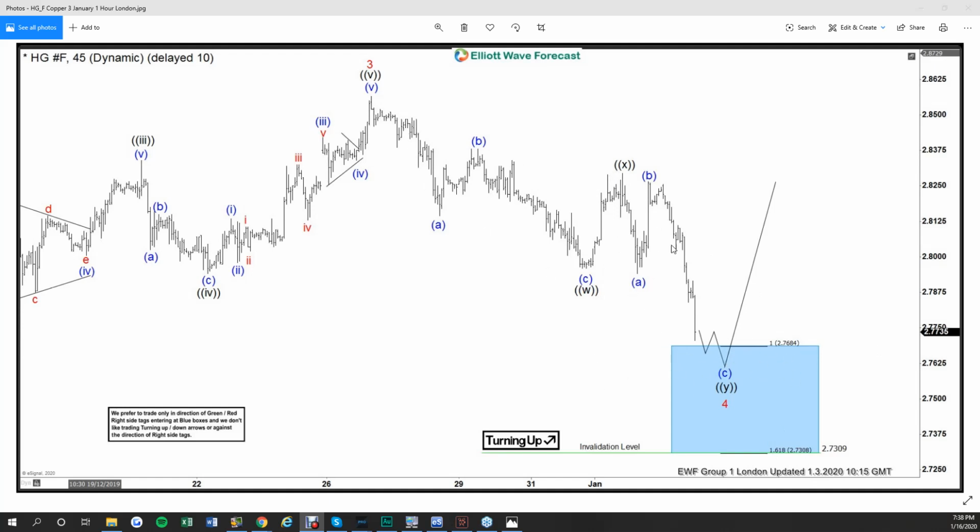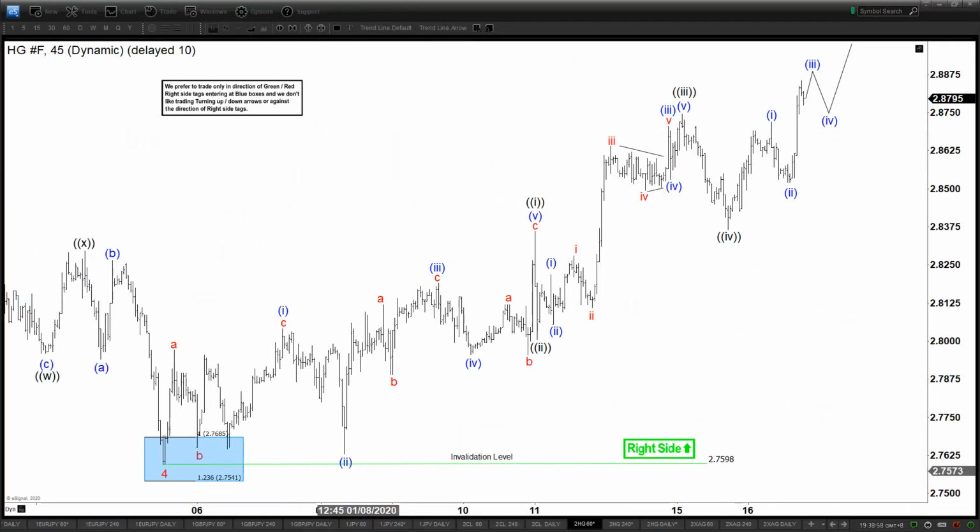This is a 7 swing structure here, and we told our members that this is a pretty high probability that we can at least get the bounce or even extend higher. So we told members that this is something we would like to try to buy, to go long from this area. And this is the current chart right now in copper.